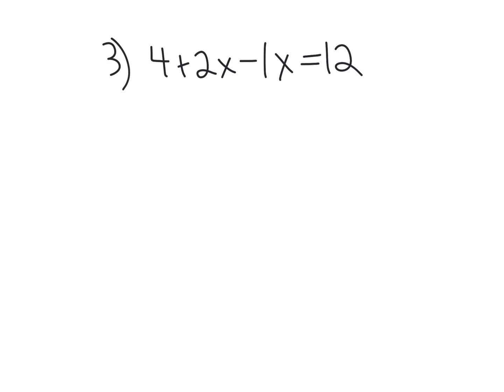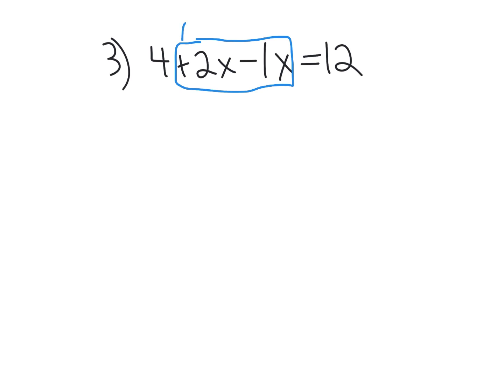So third problem, very similar to the last one we just looked at. So once again, we have like terms on the same side of the equation. We have 2x minus 1x.